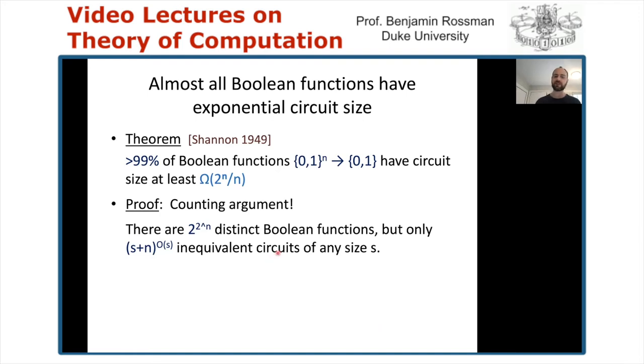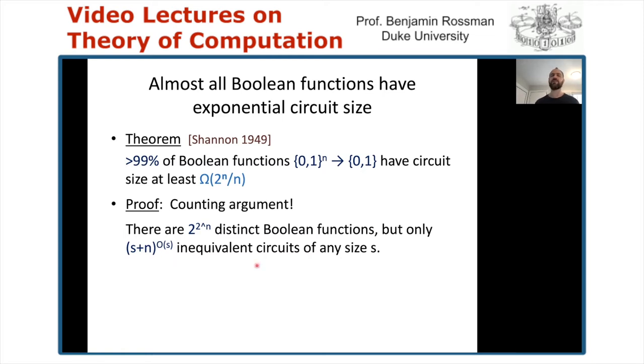So on the one hand, there are 2 to the 2 to the n distinct Boolean functions. To see this, note that there are 2 to the n points in the Hamming cube. And to specify a Boolean function, for each of those points in the hypercube, you're assigning it 0 or 1. So there are exactly 2 to the 2 to the n distinct Boolean functions. But on the other hand, I claim that there are at most this number, s plus n to the order s, inequivalent circuits of any size s.